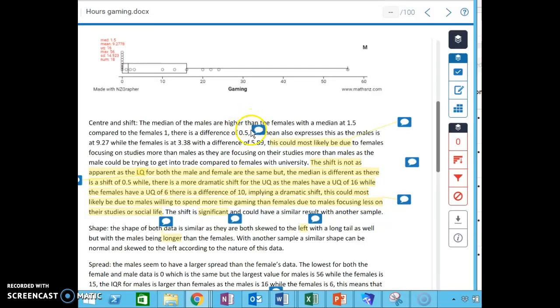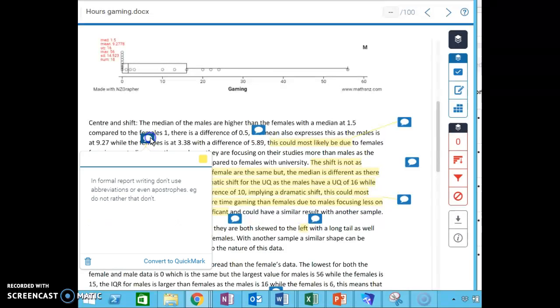Another thing I noticed is there are no units. Every time this person has written a number, there are no units. That's going to limit them to achieved only, at best. And the other thing I mentioned was abbreviating. With apostrophes, like the word don't, say do not. It's more formal to write sentences in full rather than using apostrophes.